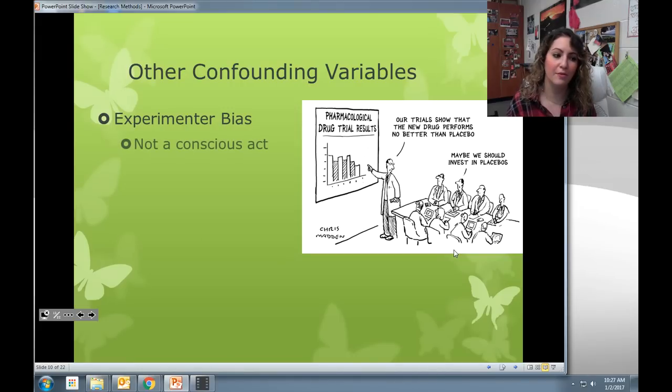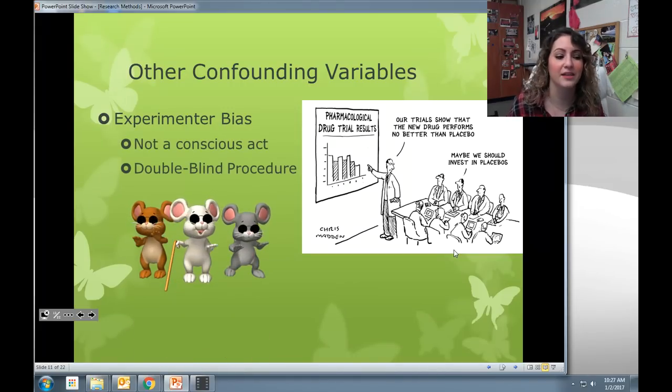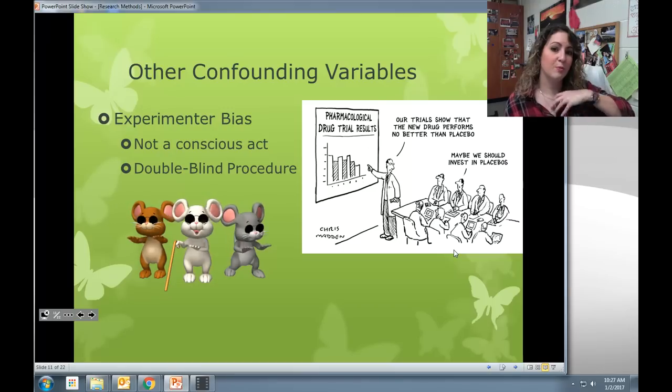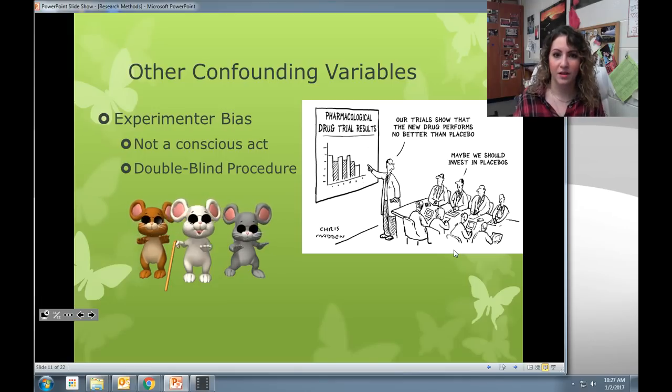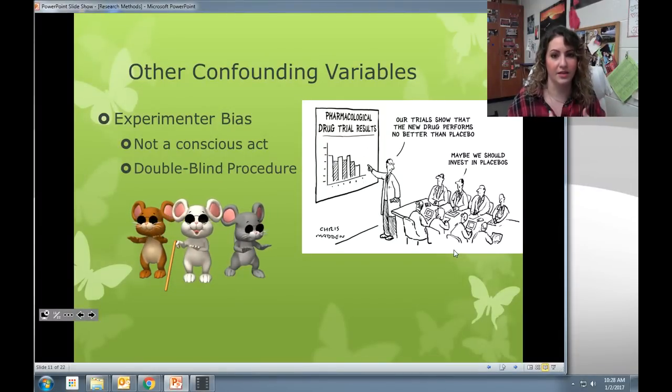So how do I get around that? It's not a conscious act, but how I get around that is a double-blind procedure, meaning neither the experimenter nor the people participating in the experiment know whether they are getting the independent variable or some sort of placebo. They don't know if they are getting the active drug or some sort of sugar pill. Neither the people getting it nor the experimenter. So it is a double blind, meaning both the experimenter and the participants of the study are blind to what's actually happening. So there's not going to be any sort of bias one way or another.